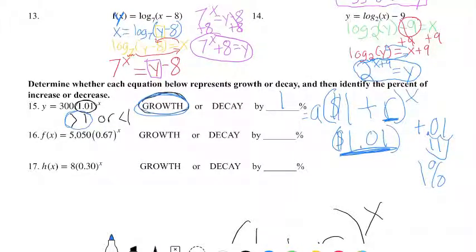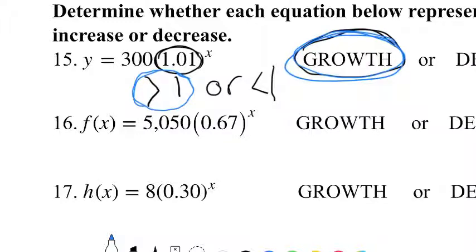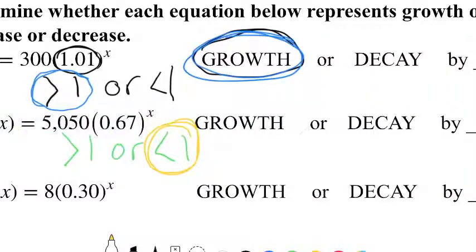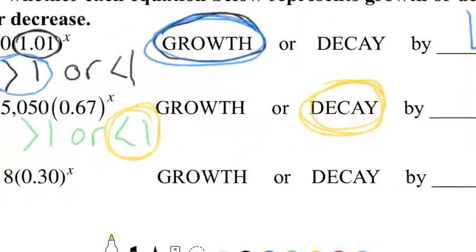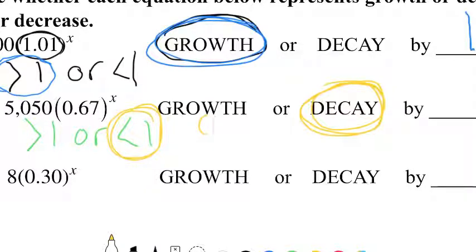So let's do it for 16. We're given 0.67. Well, is 0.67 greater than 1 or less than 1? It is less than 1. It is less than because it's that decimal. If it is less than 1, it is decay. So then we have to ask ourselves, if we have 1 minus r, how are we going to get 0.67?